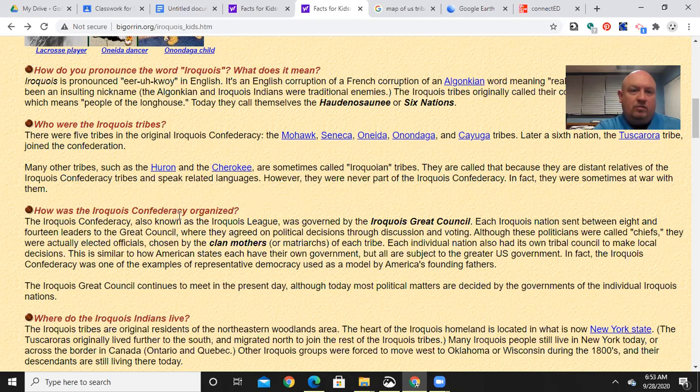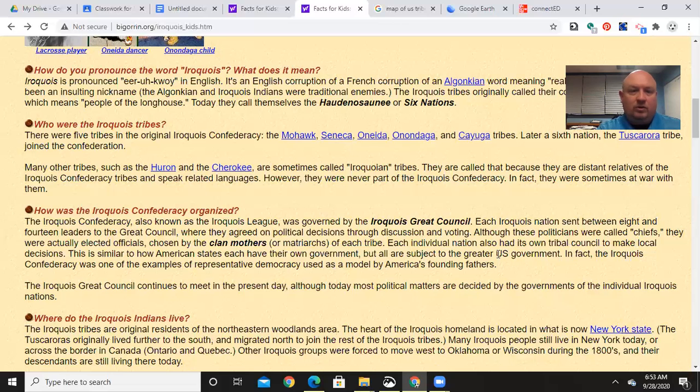The Confederacy, also known as the Iroquois League, was governed by the council. Each nation sent between 8 and 14 leaders to the Great Council. They agreed on political decisions through discussion and voting. That sounds very similar to what's done in the United States today, where each entity, in our case states, sends representatives to Congress. So maybe you start to see where we start borrowing ideas.